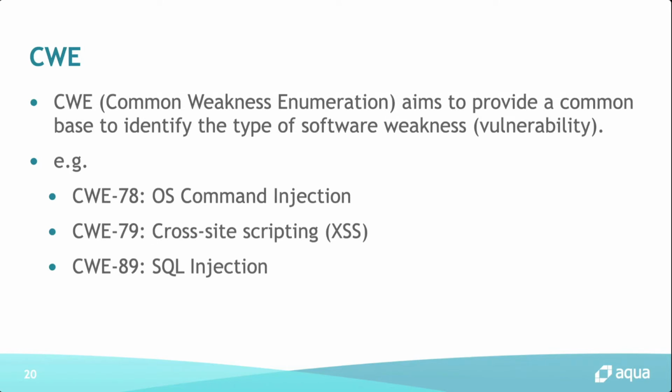CWE, Common Weakness Enumeration, aims to provide a common base to identify the type of software vulnerability. For example, CWE-78 is OS command injection, and CWE-89 is SQL injection.